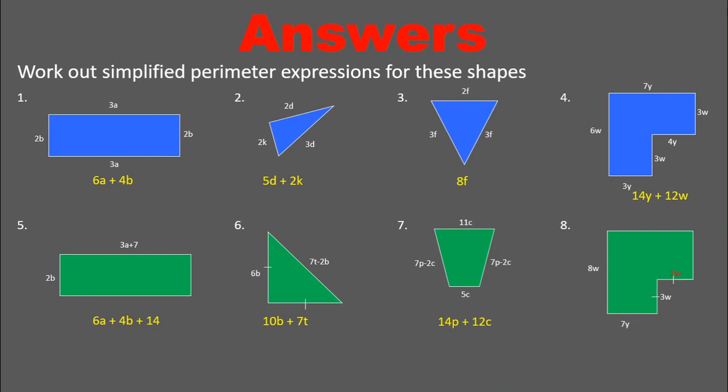This bottom one was marked with the same marking as the 3W, so that's also 3W. This top side length will be equal to the sum of the bottom two horizontal lengths, so 7Y plus 3W. And this side length adds with the 3W to make 8W. So now that you've got all the side lengths, the perimeter, which simplifies to B.